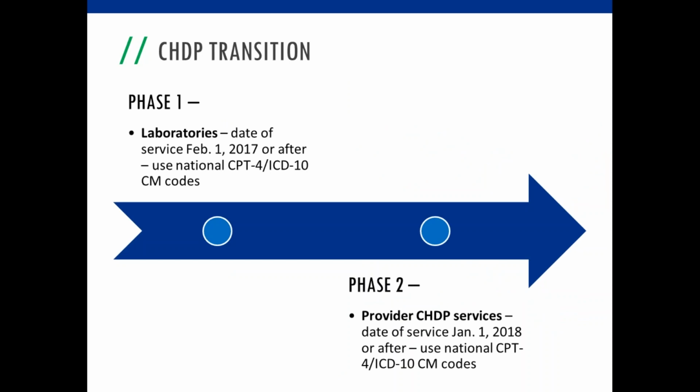This transition is being done in two phases. The first phase is for all laboratory claims billed by lab providers, and this became effective as of February 1st, 2017. Phase 2 is for provider CHDP claims, which is effective January 1st, 2018. Keep in mind, it is the date of service that determines which claim form is being used.